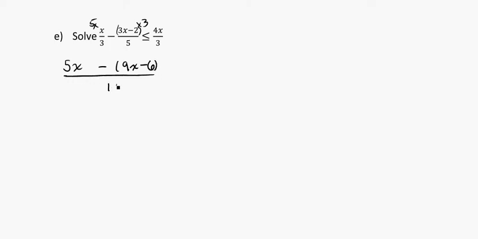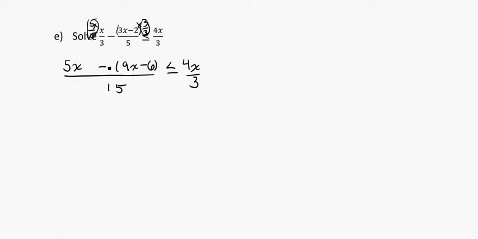Now all of that is over 15, and I am less than or equal to 4x over 3. So I'm going to leave that right-hand side of the equation alone for now. And again, the reason here that I can actually just time the 5 and the 3 is because technically what I'm really doing is doing 5 over 5 and 3 over 3, which is the same as 1, so I haven't really changed anything, I've just changed the way it looks.